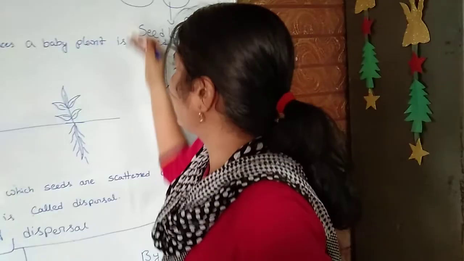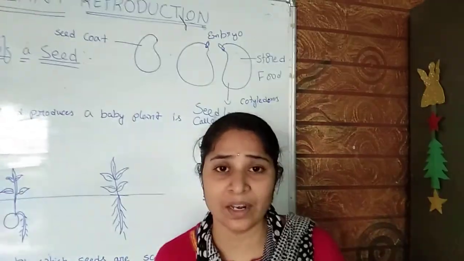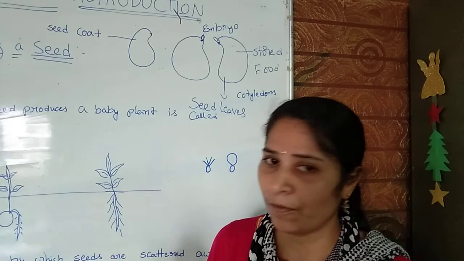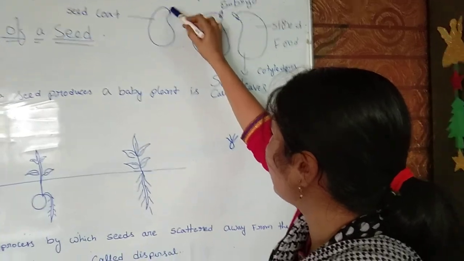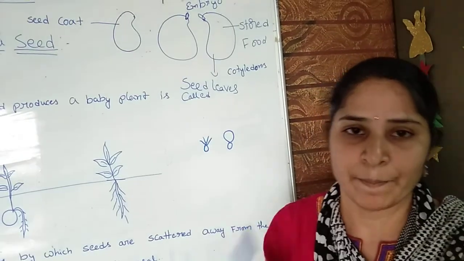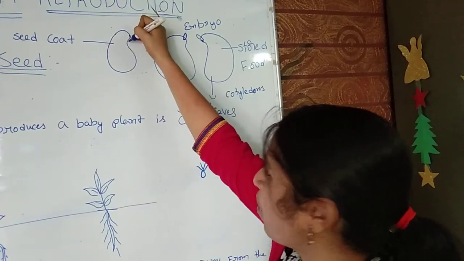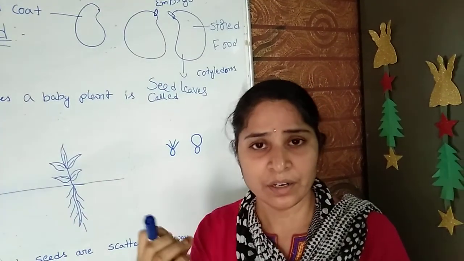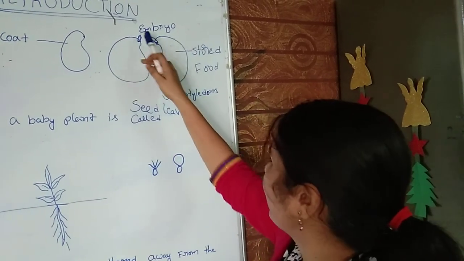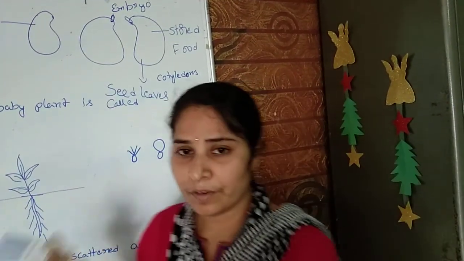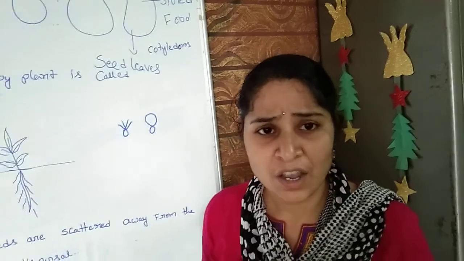When we sow the seeds in the soil, or these seeds fall in the soil, what will happen? Germination will take place. At the top of the seed, a tiny hole is present. Through that hole the seed gets water, and the cotyledons serve food for the embryo. So when the seed gets the right conditions, it will germinate and a new plant is formed.